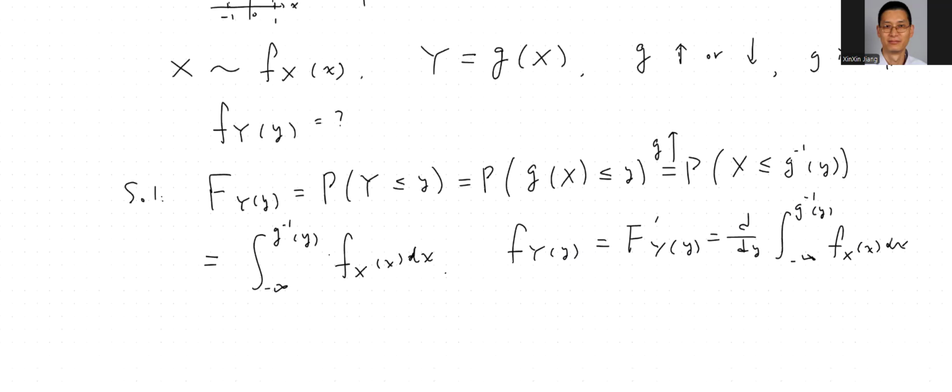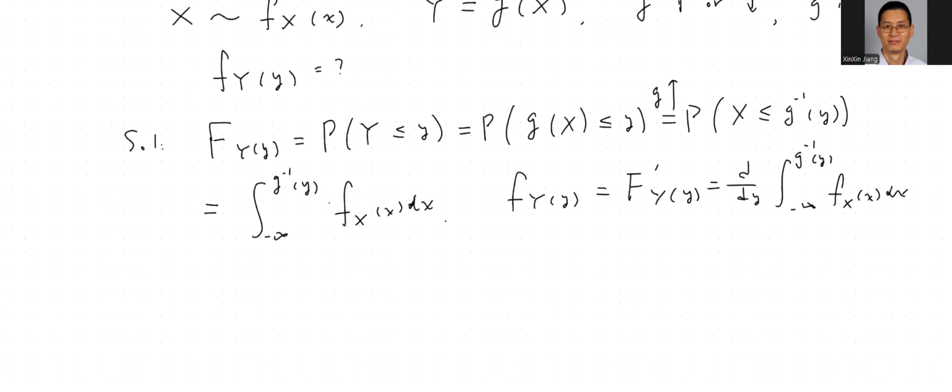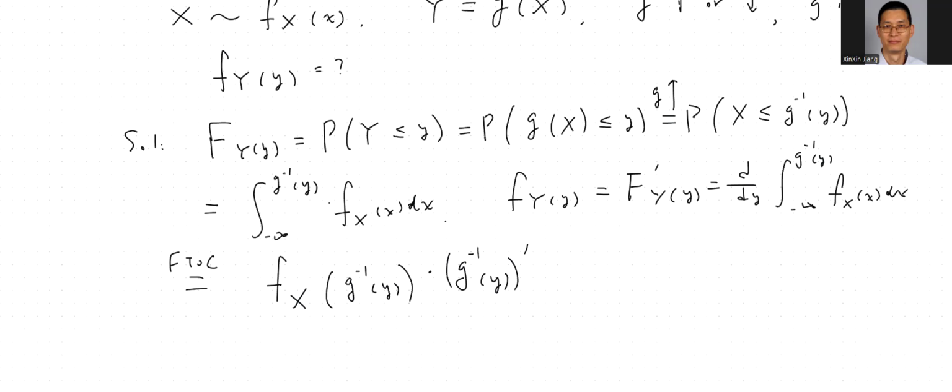All right, here we're going to use the fundamental theorem of calculus. You have an integral, you have a derivative, and then it cancels out in some way. So you put this thing in here, but then you need to use the chain rule. After we use the fundamental theorem of calculus and then the chain rule, the derivative of the integral becomes f_X of g inverse of y, times the derivative of this inverse function. So that's actually the formula.